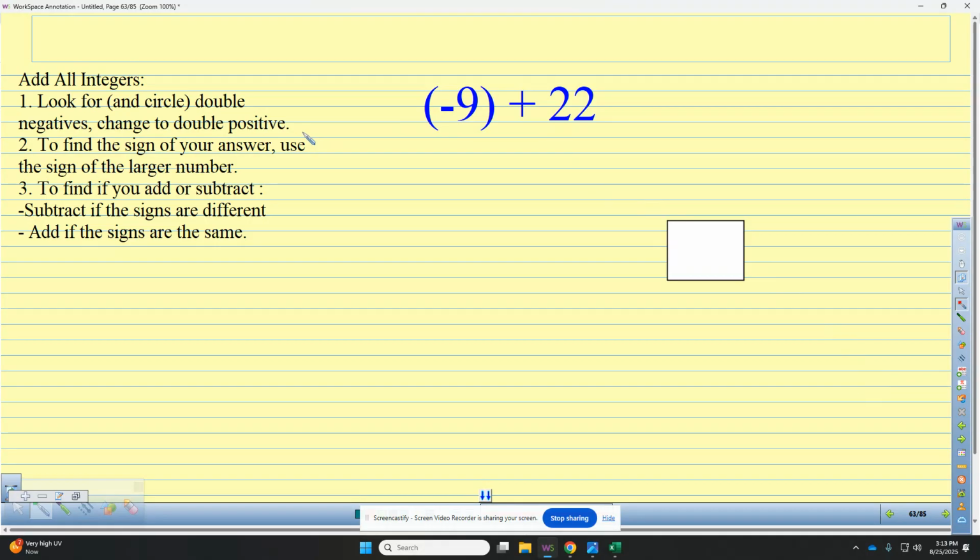Would you take a moment, and I'd like you to try to do as much of this problem as you can. Negative 9 plus 22. I should be telling you that you should be writing out these problems. So make sure that you write out the problem in each box. So pause the video, try it. When you're ready, start it back up.